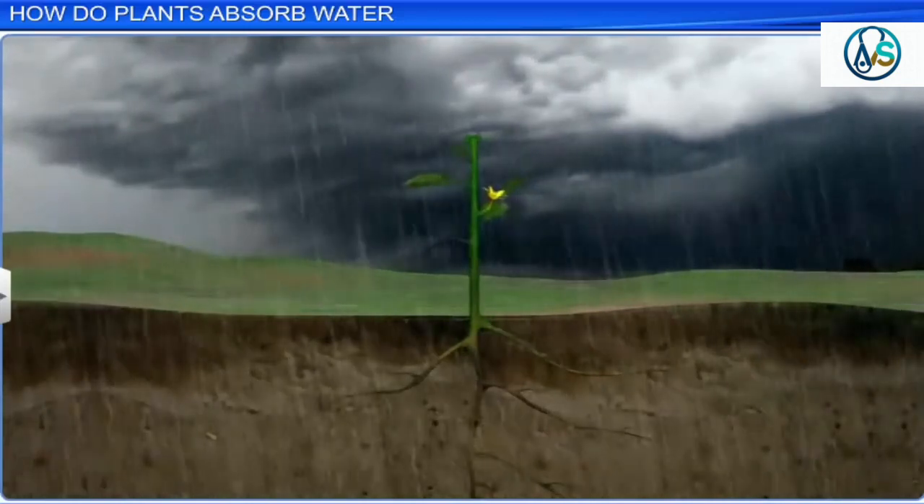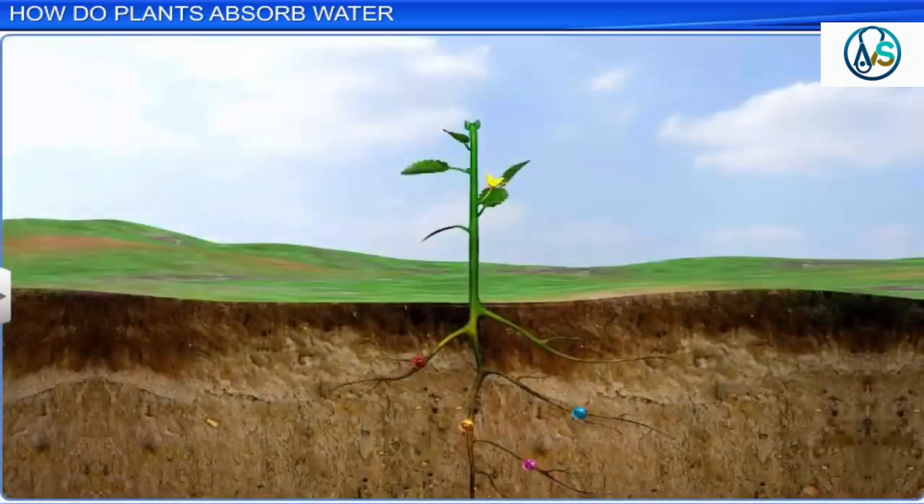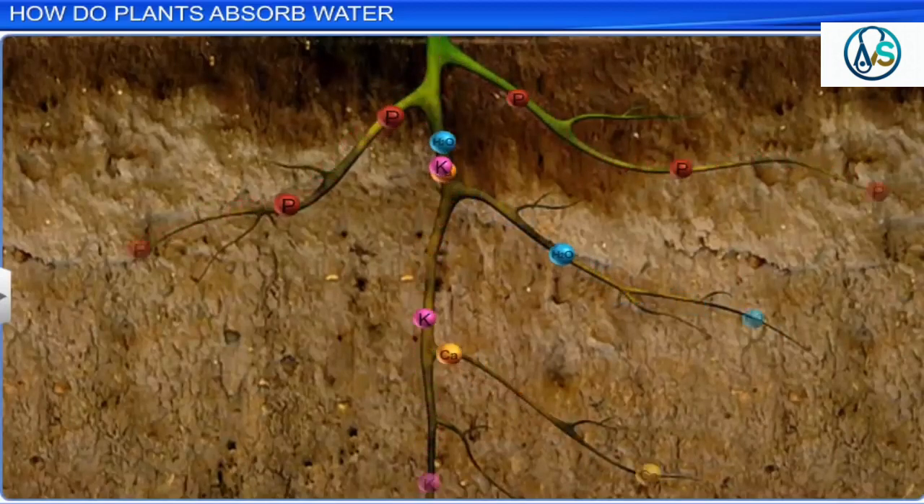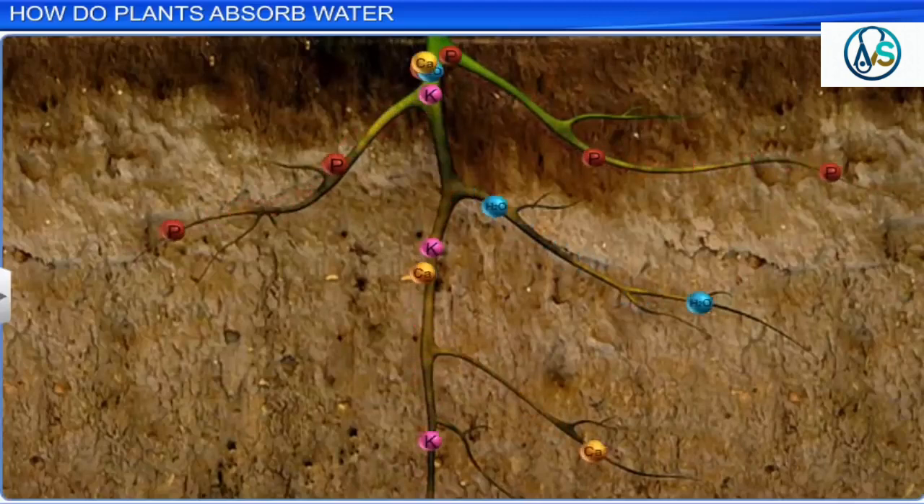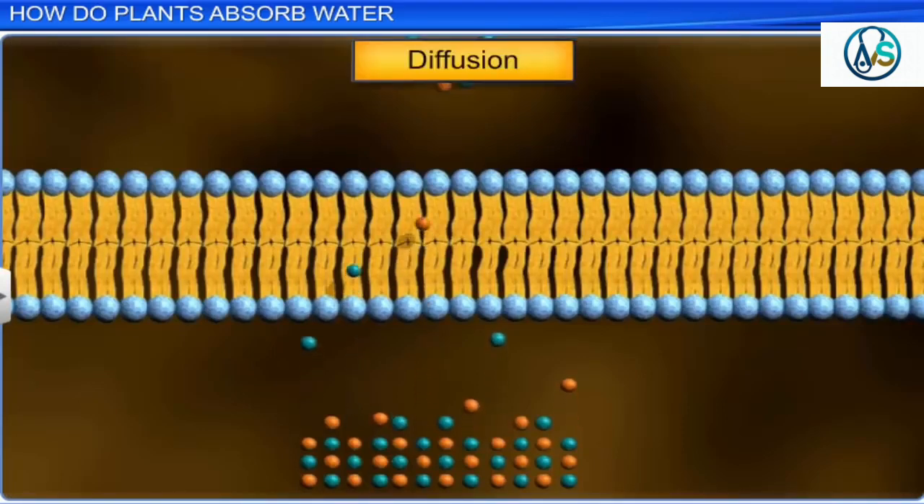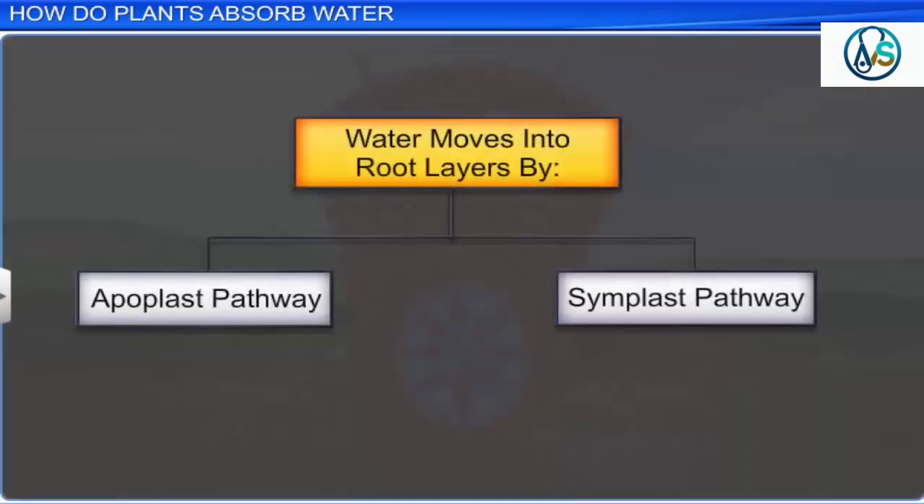When there is a heavy downpour of rain, or when we water our plants in the garden, it is the roots that absorb water for the plant. More specifically, the millions of root hairs present on the root tips absorb both water and minerals from the soil. These root hairs not only increase the surface area for absorption, but also assist in water absorption through diffusion. After water is absorbed, it moves deeper into the root layers by one of 2 pathways, apoplast and symplast.